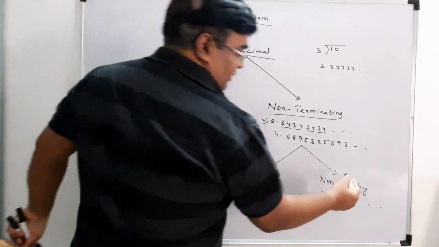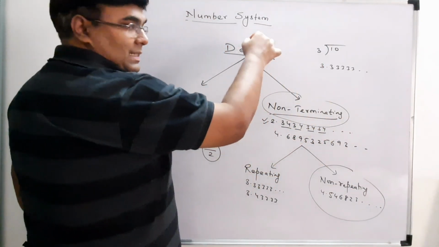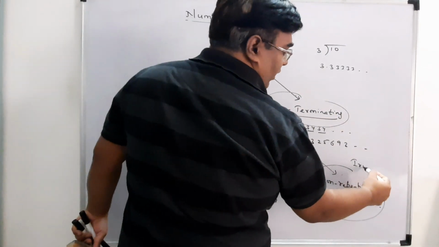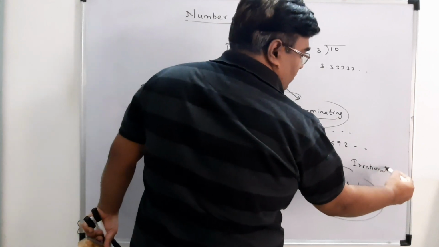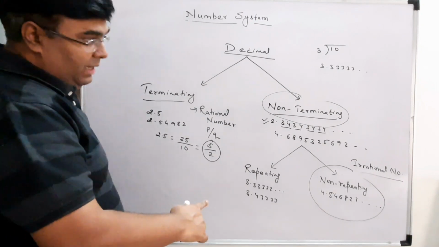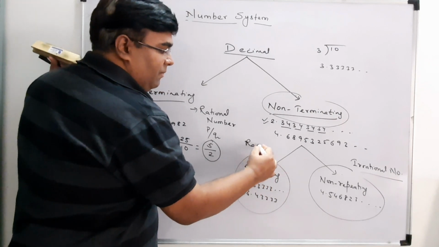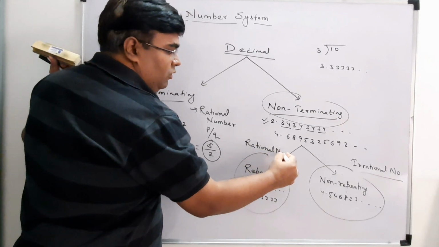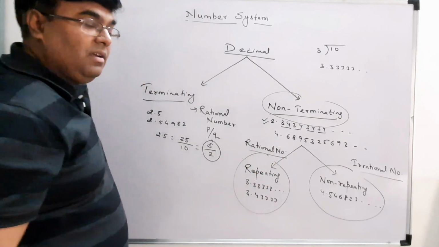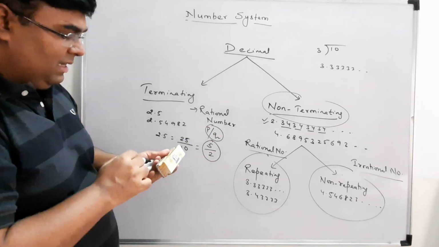Now this number which comes under non-terminating, so decimal, non-terminating and non-repeating, this is an irrational number. This is what? Irrational number, right? And this repeating and non-terminating, this is also known as a rational number. This is also a rational number, and we will soon learn how to convert this number into p by q form. Okay, first let us understand the categories.